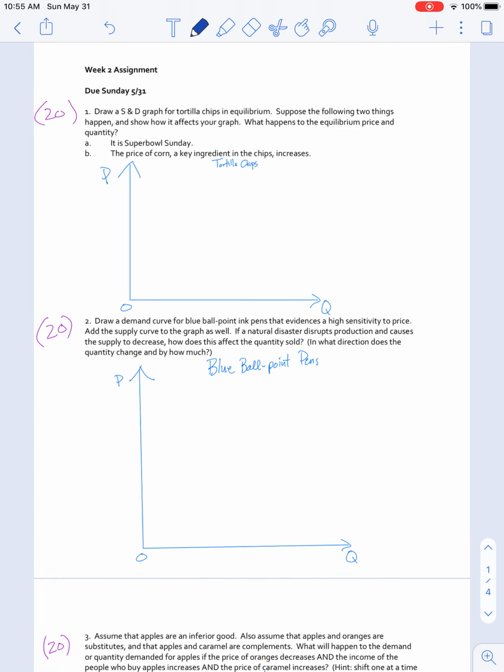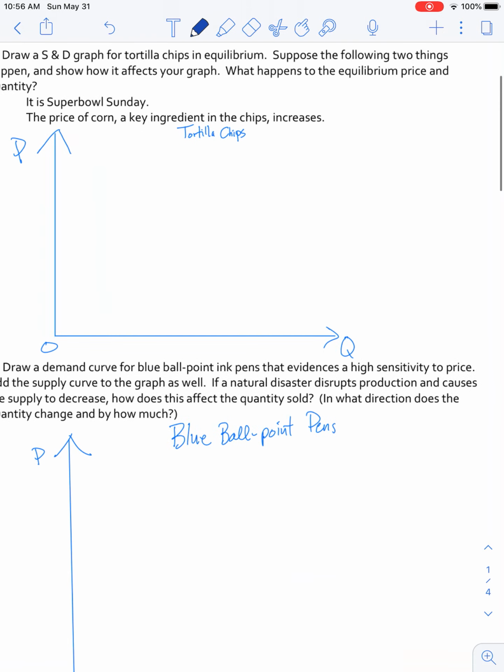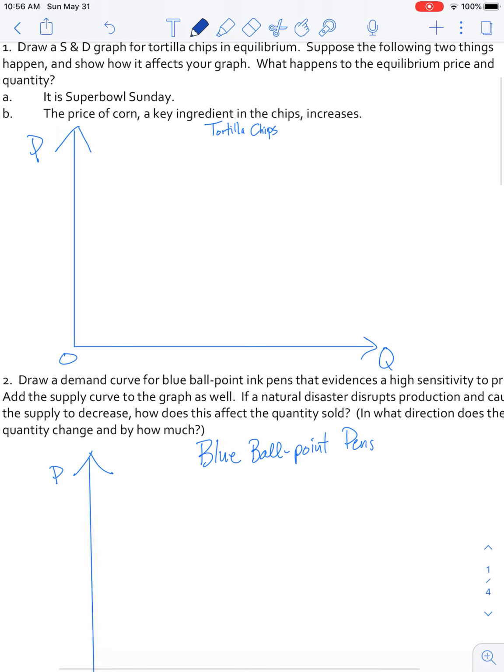But let's dive in. The first question: draw a supply and demand graph for tortilla chips in equilibrium, and then suppose that these two things happen. How does that affect your graph? So let me make this a little bit bigger. Supply and demand graph for tortilla chips. I've already drawn the axes here, price on the vertical axis, quantity on the horizontal. I labeled my graph tortilla chips.